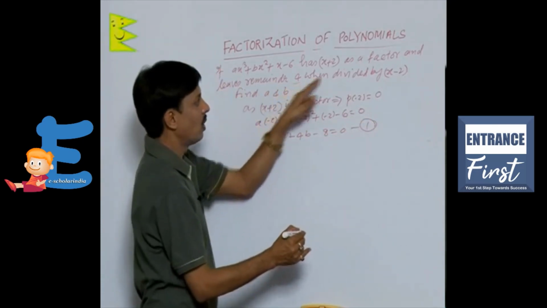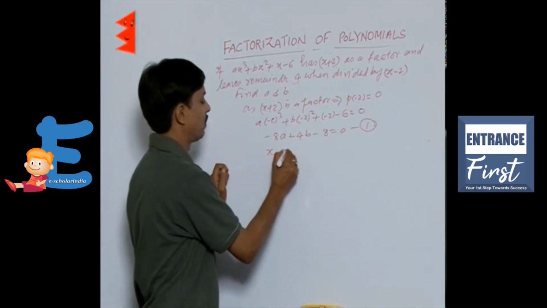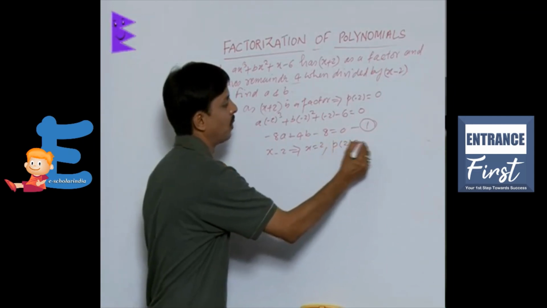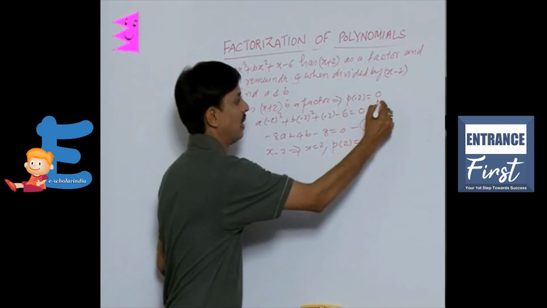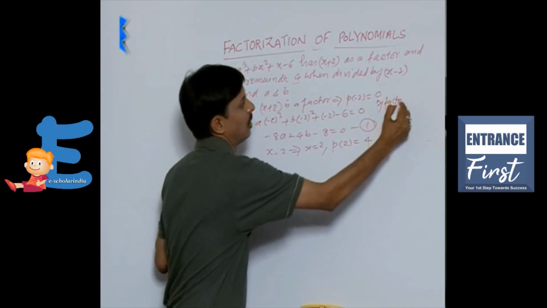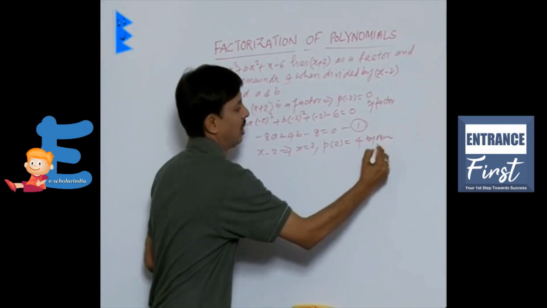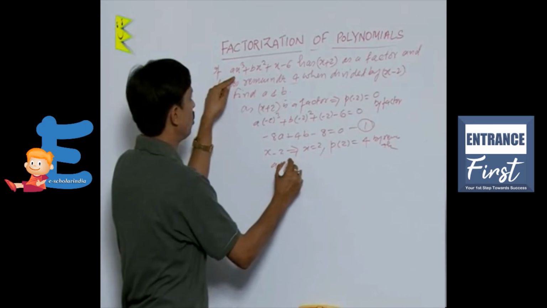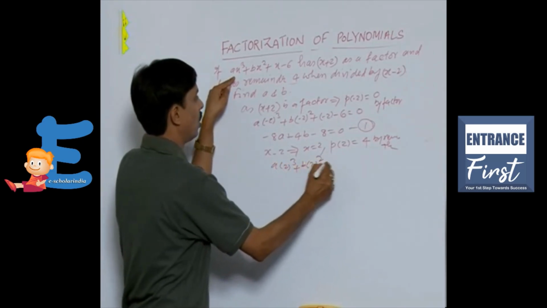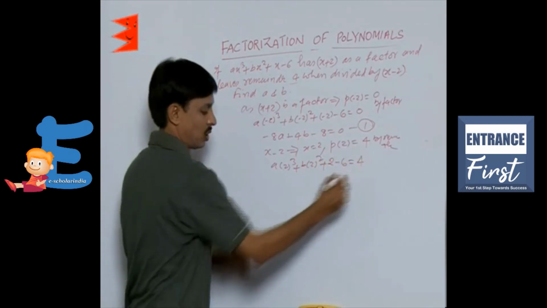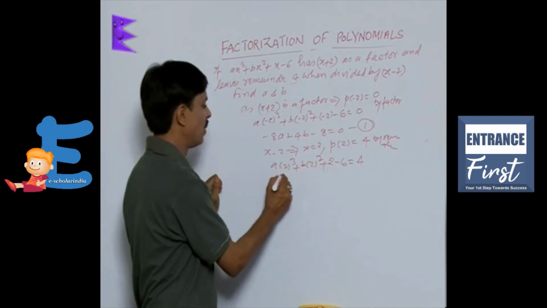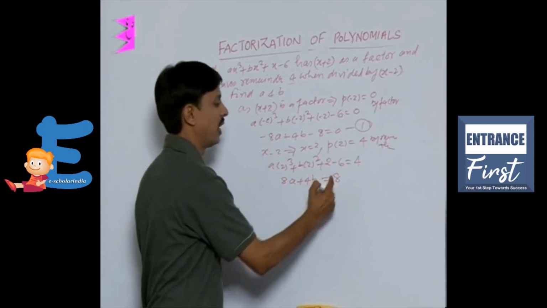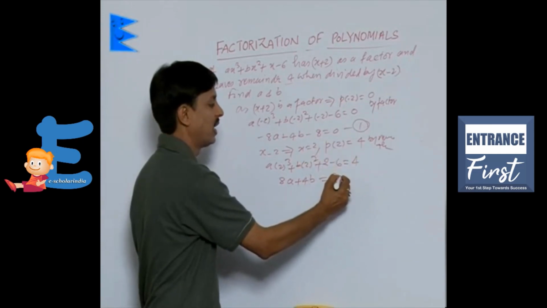And it leaves remainder 4 when divided by x minus 2. x minus 2 implies x equals 2, and leaving remainder 4 means p of 2 is 4, by remainder theorem, and here by factor theorem earlier. So if I put 2, this will be a into 2 whole cube plus b into 2 whole square plus 2 minus 6 is equal to 4. So this will be what? 8a plus 4b is equal to 8, because minus 2 plus 4 minus 4 transferred here gives 8.